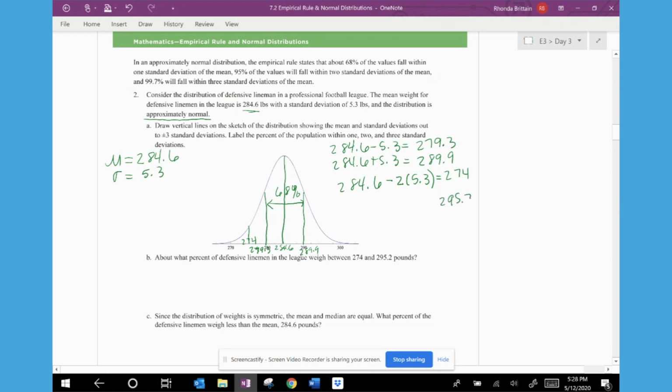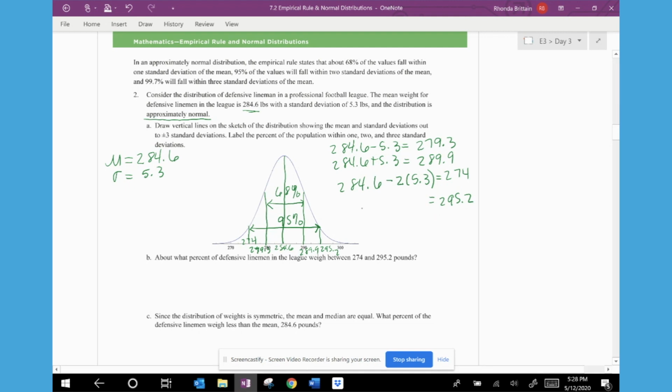So I would encourage your kids to calculate each of those. And that's going to be about right here. So we know based on the empirical rule that approximately 95% fall between 274 and 295.2 pounds.